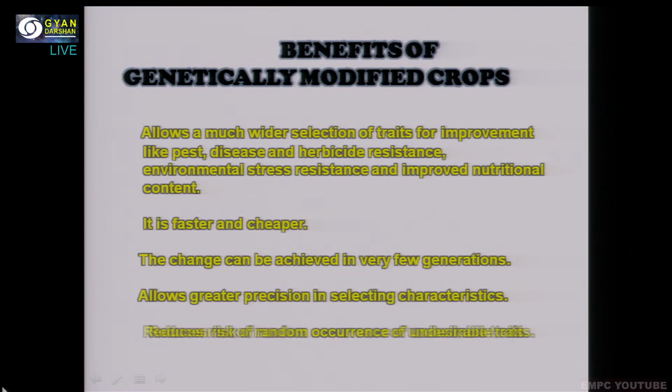So, what are the benefits of genetically modified crops? It allows a very wide selection of traits within a very short time. That means it is very fast and comparatively cheaper as compared to breeding. And you can obtain the changes in very few generations, whereas breeding takes almost 8 to 10 generations or even more. Here it is very fast. It may occur within maybe 2 or 3 generations, and you can get the transgenic plant. So, it allows greater precision and it reduces the risk of random occurrence of undesirable traits.